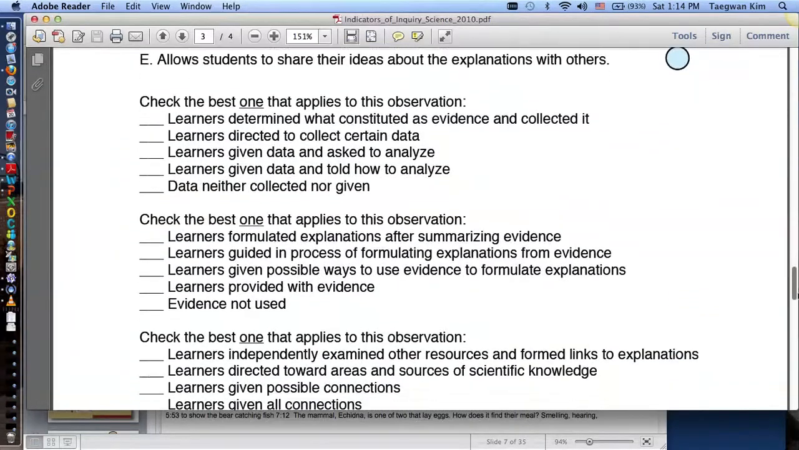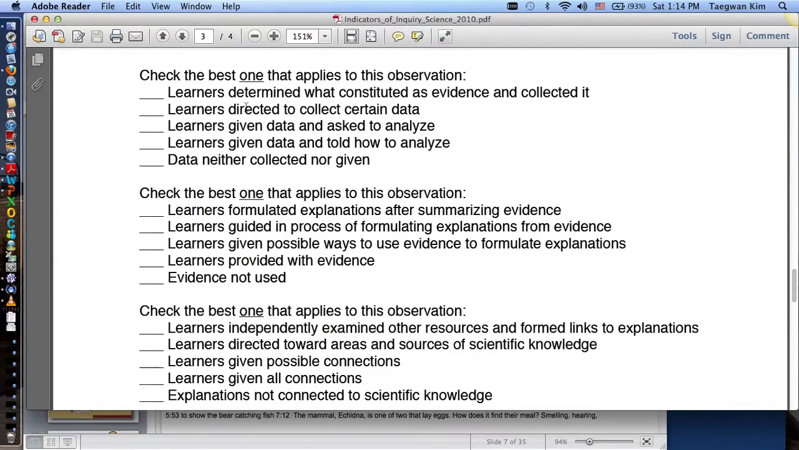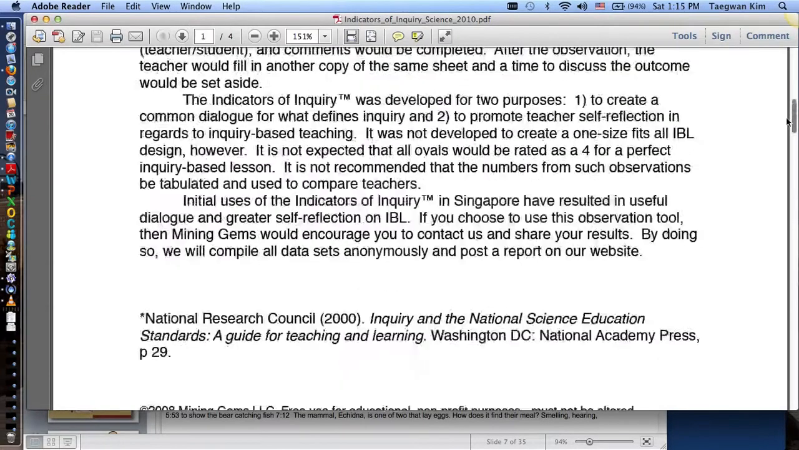See, here are more indicators. When you bring the cursor down: learner determined what constituted evidence and collected it. Learners directed to collect certain data. Learners given data and asked to analyze. Learners given data and told how to analyze. Data neither, this one is not showing any inquiry improvement. Okay, so these are things that show how much your students improve in inquiry.